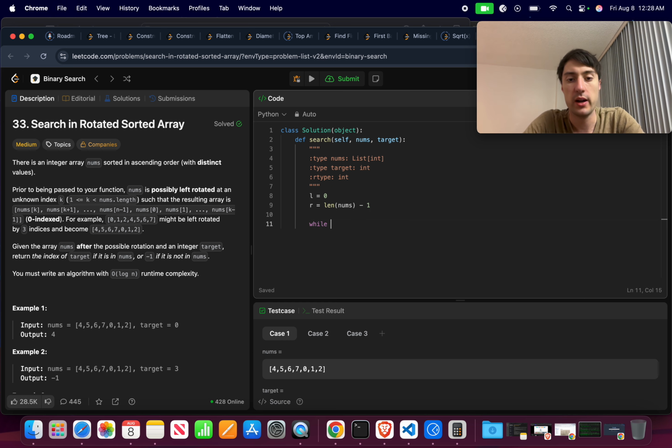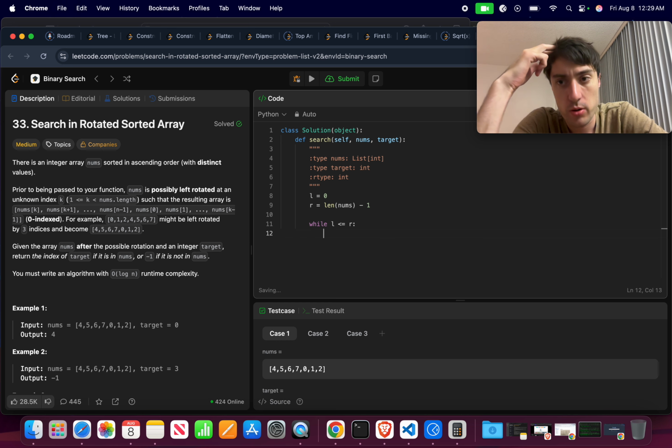So while left is less than right, my question here is, do I want to check when they're equal to each other? And I do, because if they go into the middle, they're pointing at the same value. I need to check that value if it's the target. But once they cross, then I know we don't need that. That's the stopping condition.